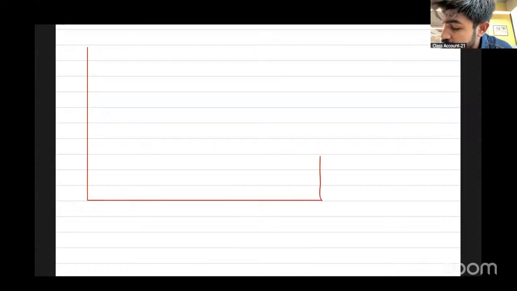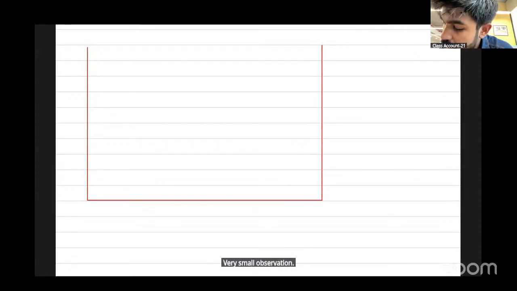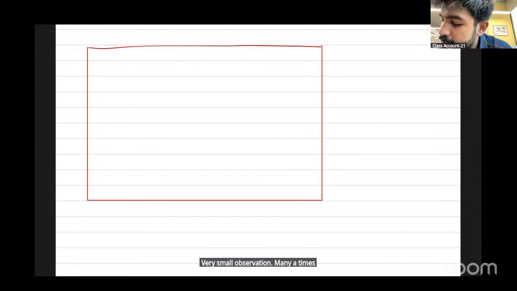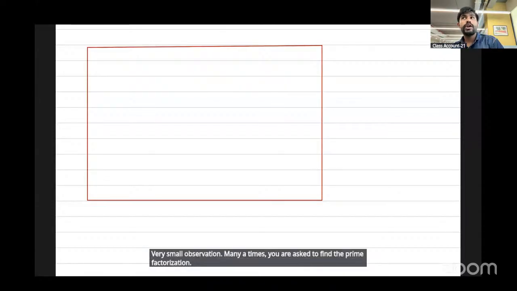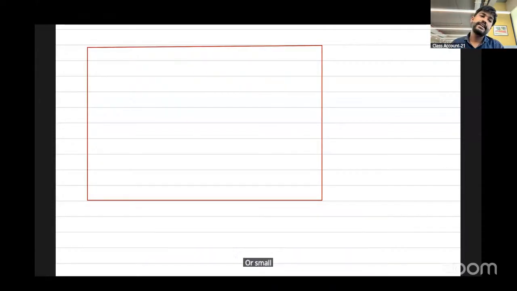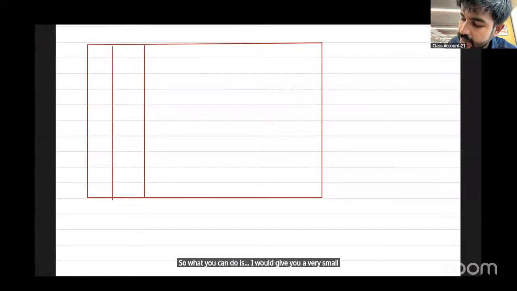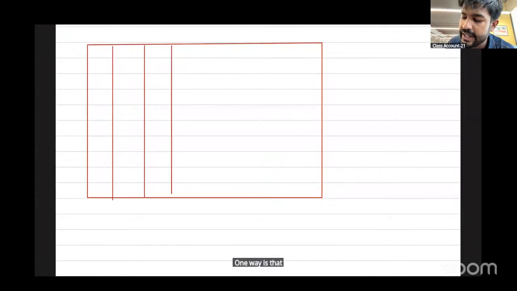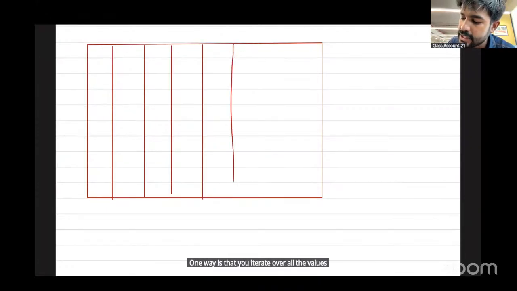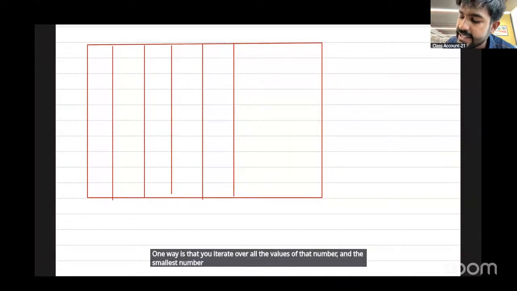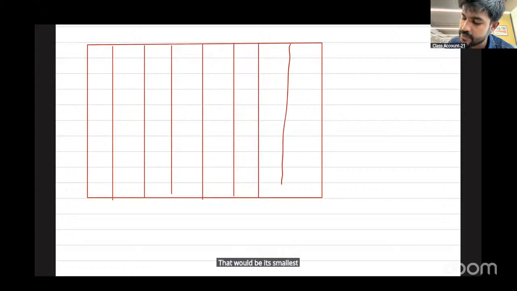Very small observation. Many times you are asked to find the prime factorization or the smallest prime factor for all the numbers from 1 to n. I would give you a very small trick to do it. One way is that you iterate over all the values, and the smallest number which divides it and is a prime would be its smallest prime factor. This is one way of doing it.